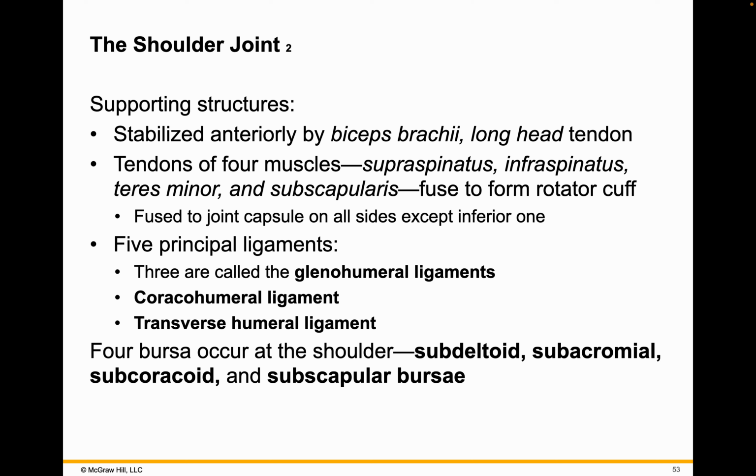There are supporting structures like the stabilizing anterior biceps brachii long head tendon. There are tendons of four muscles: the supraspinatus, the infraspinatus, the teres minor, and the subscapularis, that fuse and form what we call the rotator cuff. And there are five principal ligaments called the glenohumeral ligaments, the coracohumeral ligament and the transverse humeral ligament. There are 4 bursae at the shoulder: subdeltoid, subacromial, subcoracoid, and subscapular.